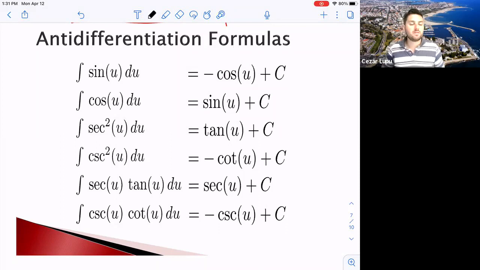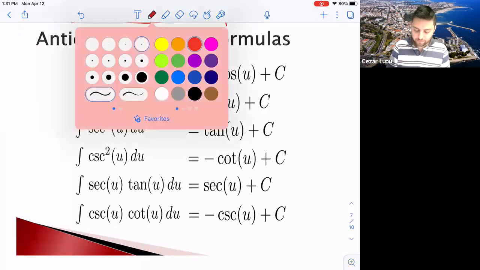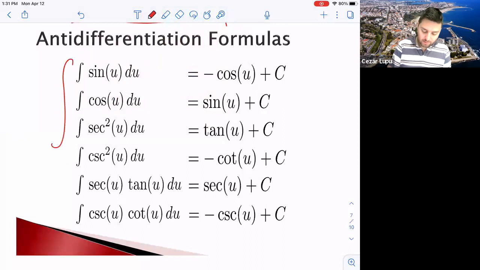So you can say that the integral of secant of u times tangent of u du is secant of u plus c, and the same goes for cosecant of u times cotangent of u du, which is negative cosecant of u plus c. So these are the anti-differentiation formulas for trigonometric functions. So let me just say here, this is trigonometric functions.